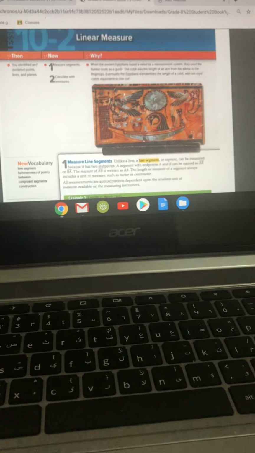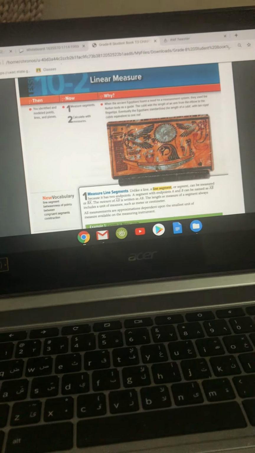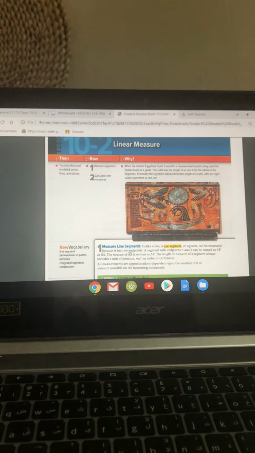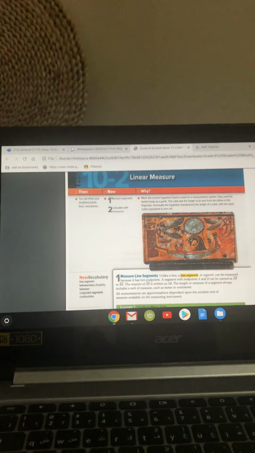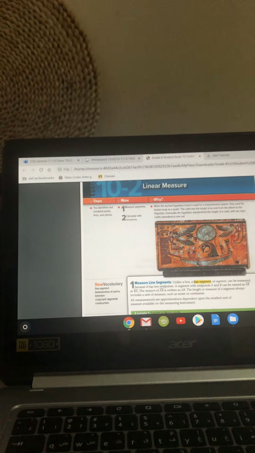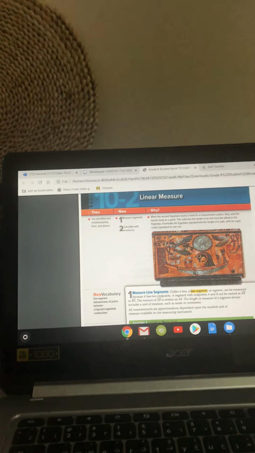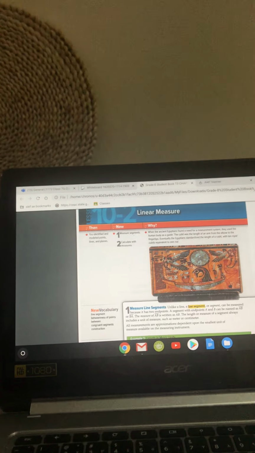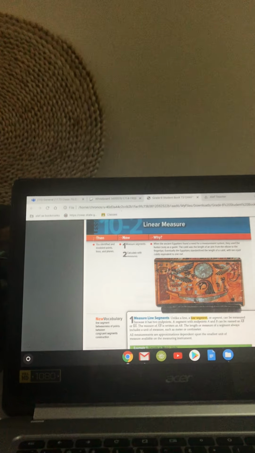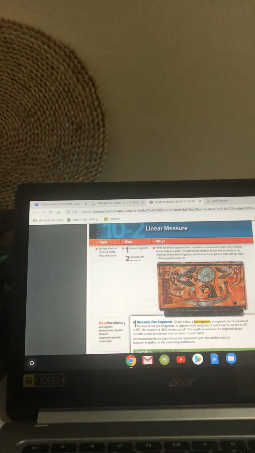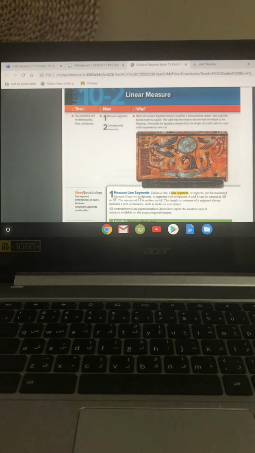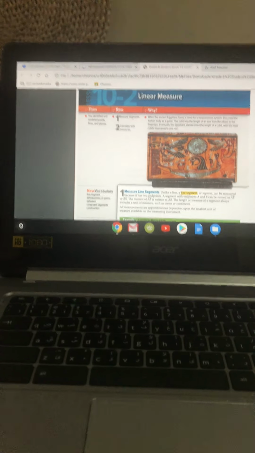Okay, grade 8. This is lesson 2 in chapter 10. The lesson says linear measure. Okay? That means linear means your measure. Linear means a line, whether it's diagonal, vertical, horizontal. Okay? And well, linear means straight line. And straight lines we've learned there's 4 of them: vertical, diagonal up, diagonal down, and horizontal.